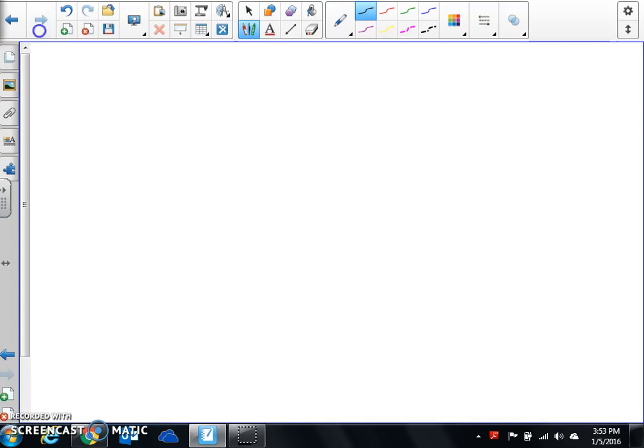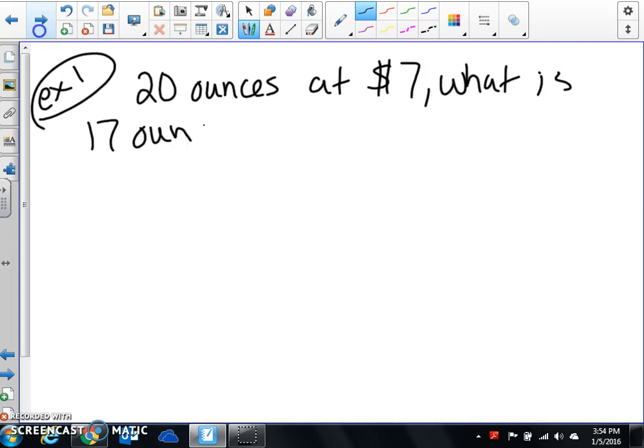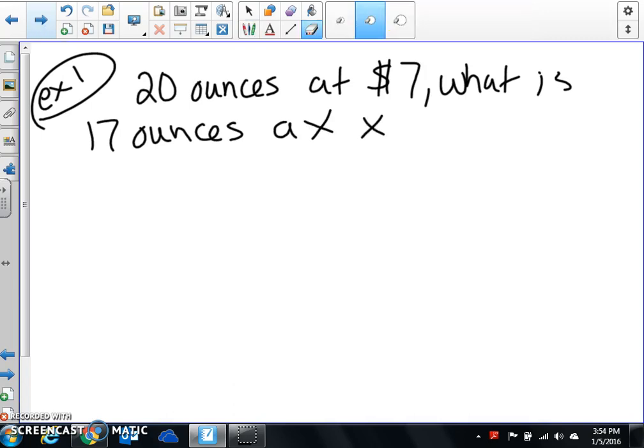All right, example number 1. 20 ounces at $7. What is 17 ounces at x dollars?